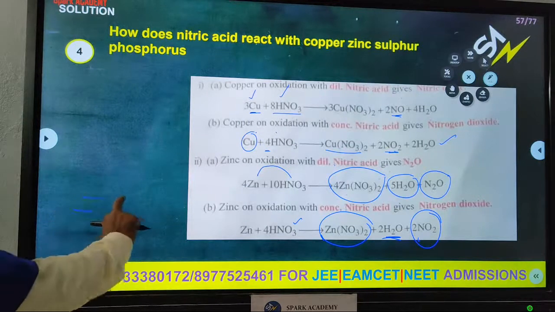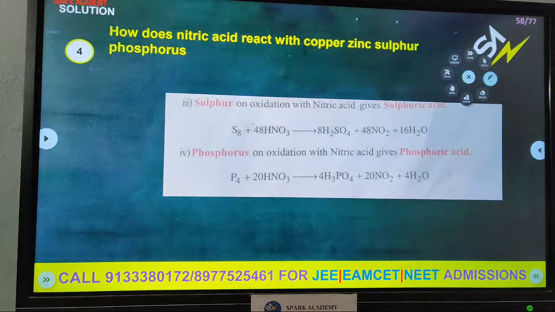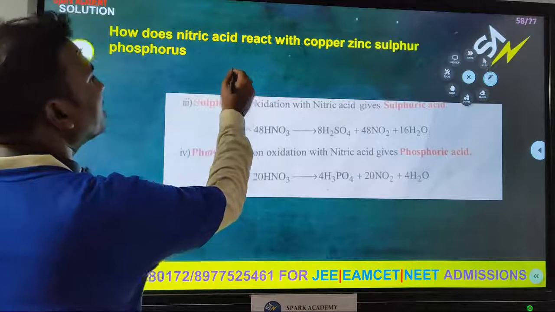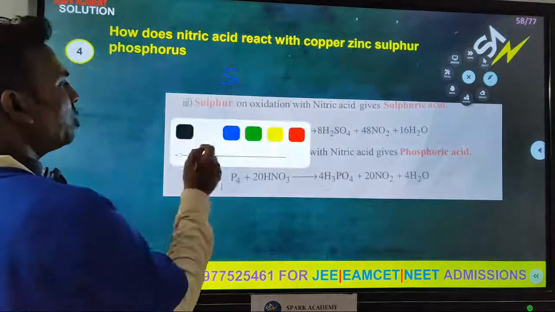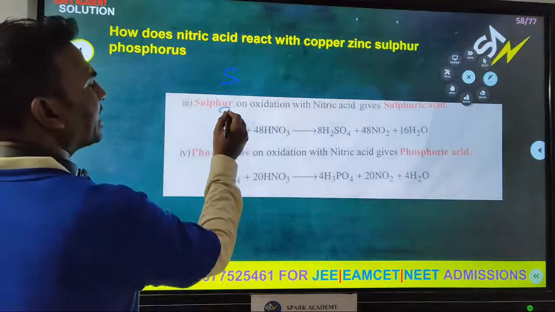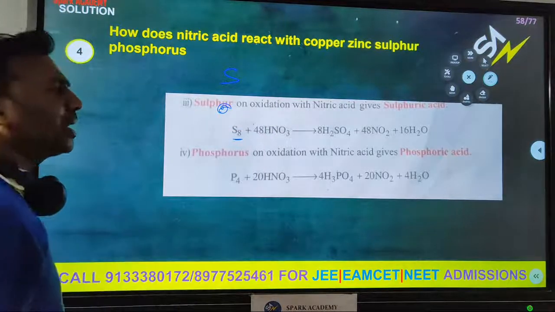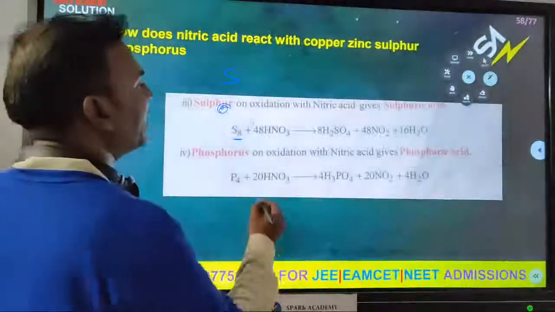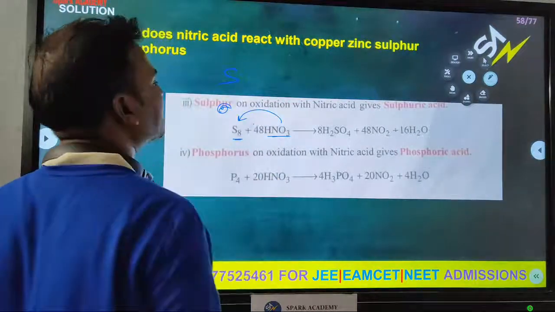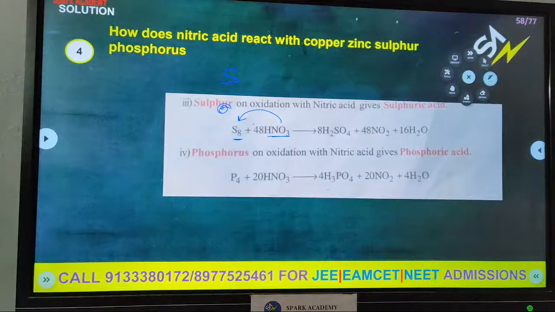Next. How does nitric acid react with copper, zinc, sulfur, phosphorus? We completed copper and zinc. Now with sulfur. What is the symbol of sulfur? What is the atomicity of sulfur? The atomicity of sulfur is 8 because it is octaatomic. Now it reacts with nitric acid. So nitric acid reacts with sulfur, octaatomic.